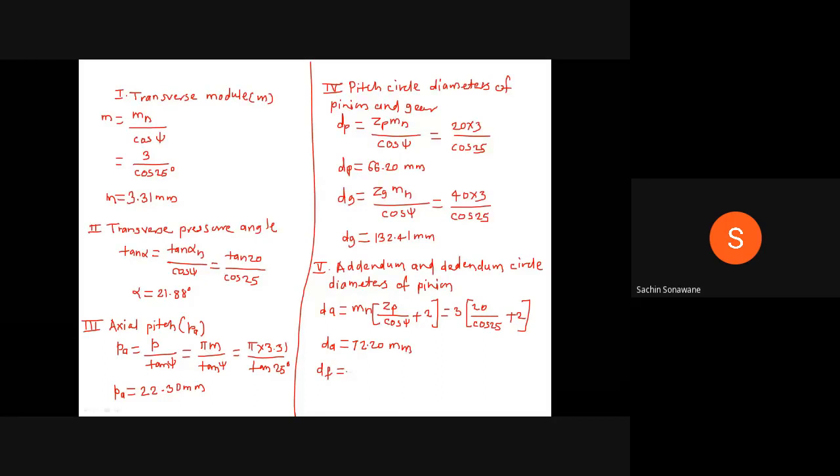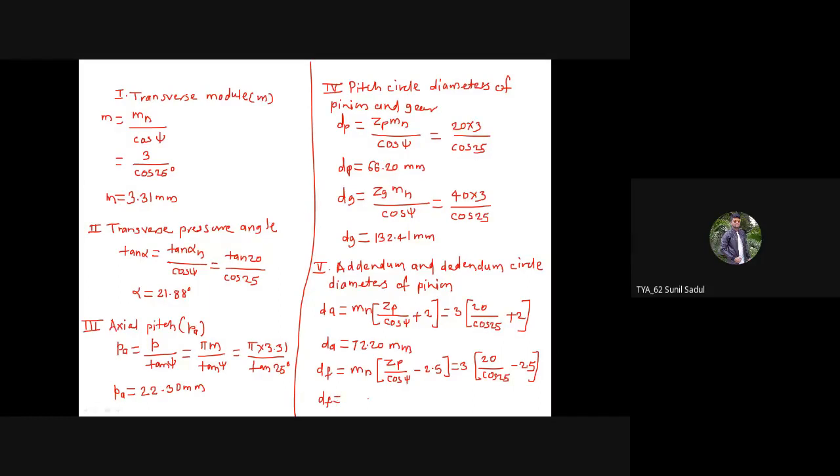What is the formula? DF is equal to Mn into bracket ZP upon cos psi minus 2.5, which is equal to 3 into bracket 20 upon cos of 25 minus 2.5. Therefore, calculate the value of DF. The answer is 58.70. Okay, now this problem is over.